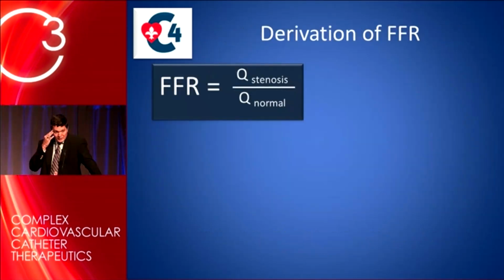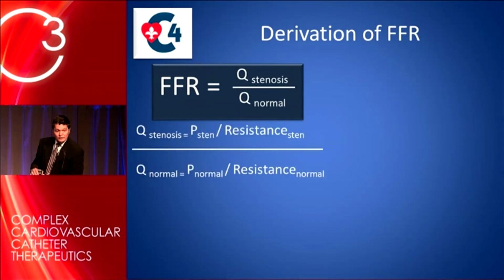And so Habib showed this a little bit, but we want to get into this in detail, and that is that fractional flow reserve is a derivation of coronary flow, and it's coronary flow of the stenotic artery compared to the coronary flow of the normal artery. Now, how do we get pressure and flow? Well, pressure and flow relate back into the concept of resistance. And so the equation really looks like the flow of the stenosis is equal to the pressure of the stenotic artery over the resistance of the stenotic artery. And you can take the same portion for the denominator for the normal artery.